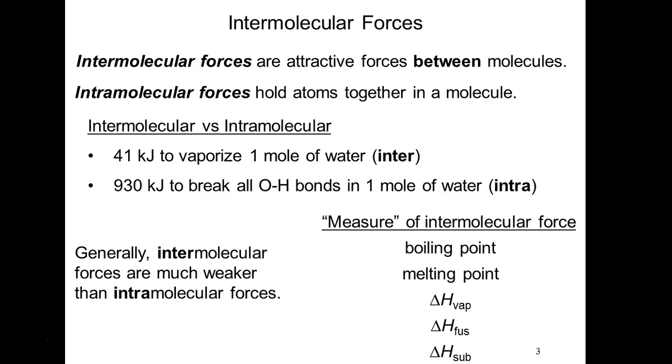a less ordered state. These are delta H vap, delta H of fusion, and delta H of sublimation. These are energies associated with vaporizing, melting, fusing, freezing, and subliming, going from a solid to gas. So we'll talk about those measures, but those are typically how we measure the strength of intermolecular force. We're going to start with a couple of different types of intermolecular forces. You're going to have to be able to identify and differentiate between these types.